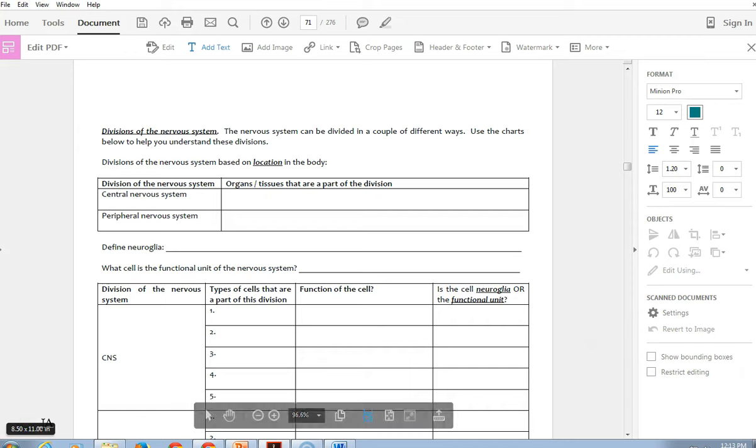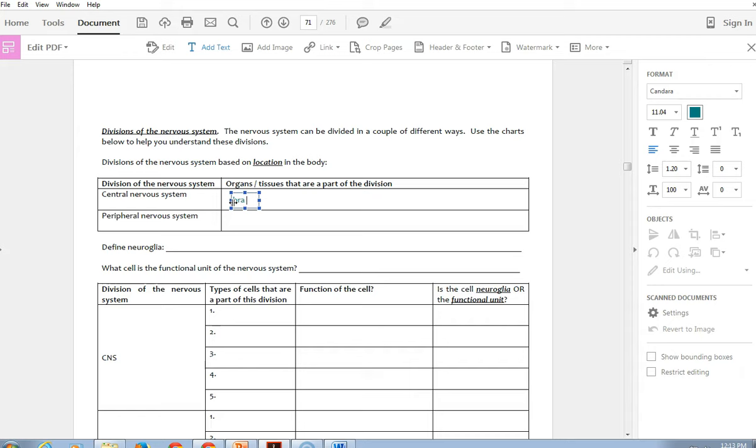If you're following along in your notes, here is the part where it's talking about the divisions based on location. For the central nervous system, it's going to be the brain and the spinal cord. And for the peripheral nervous system, we're talking about nerves and ganglia. Now, if you don't know what ganglia are yet, that's okay. Don't worry about it right now. We'll talk about that a little bit more later.